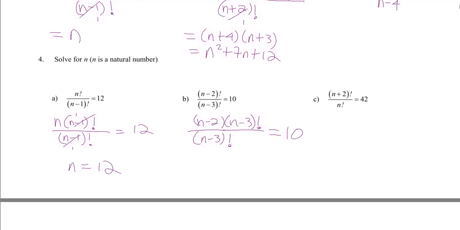So we take the bigger one and we start expanding it until we get the smaller one, and then we stop. And the way we stop, our stop sign is an exclamation mark, which just says factorial. We cancel these guys. N minus 2 is 10. What's n? Add 2 to both sides, you get 12.